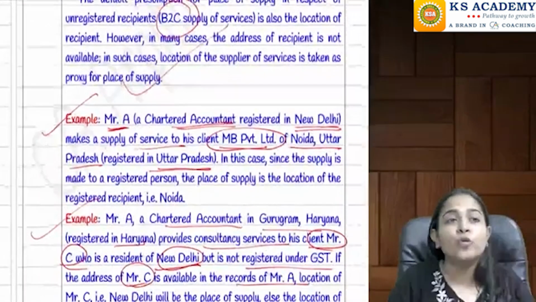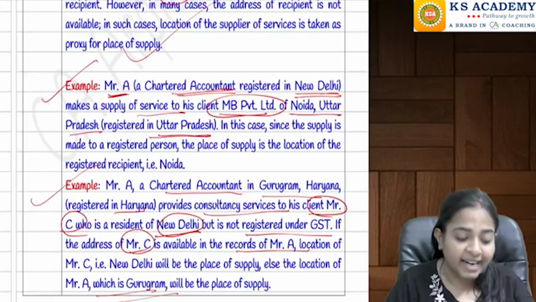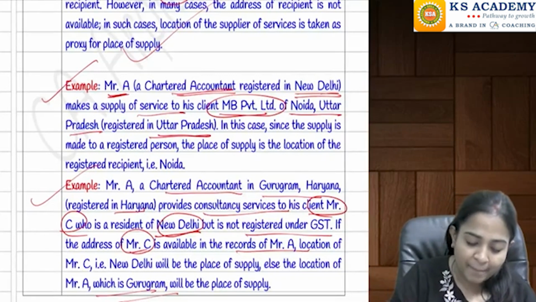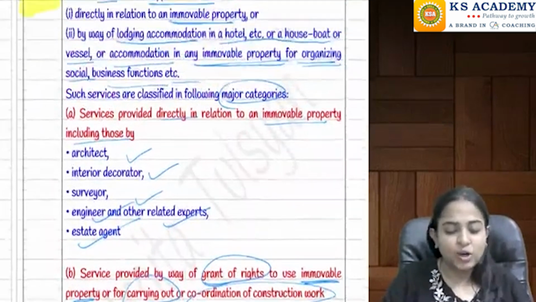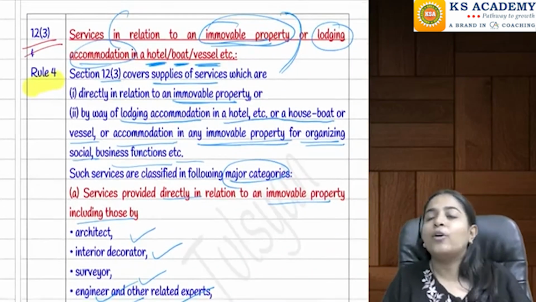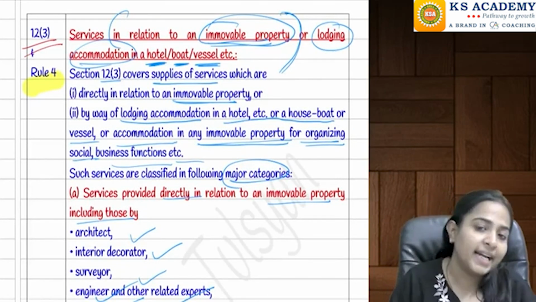In most of the cases, they have tried to keep the location of the recipient as the place of supply, because that's where the concept of GST lies, right? If that is not available, then we are left with no choice. Then going on to the next section, that is section number 12(3), super duper important, repeated so many times in your exams.